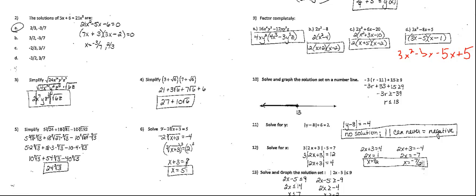And again, there's two cases, the positive case and the negative case. So just set it equal to 4, set it equal to negative 4, and solve each one.